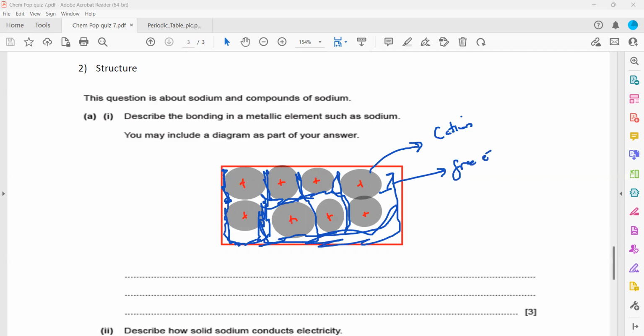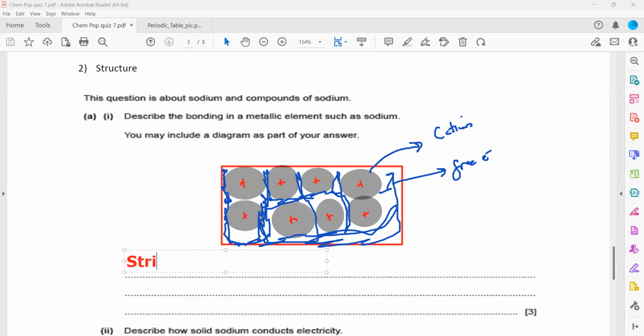But how do you score 3 marks, like how are the marks distributed? For 1 mark you have to mention there is a lattice of positive ions, like a regular arrangement of the positive ions. The 2nd mark is for mentioning there are free electrons. And the 3rd mark is for the attraction, like there is a strong attraction between the positive ions and the delocalized electrons, or electrostatic attraction. So what is the bond? Metallic bond basically.